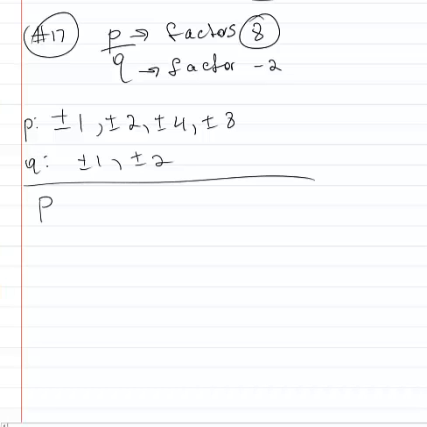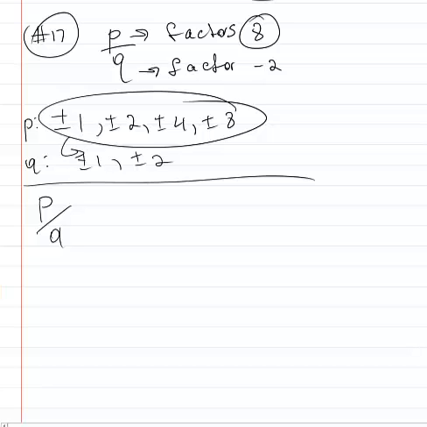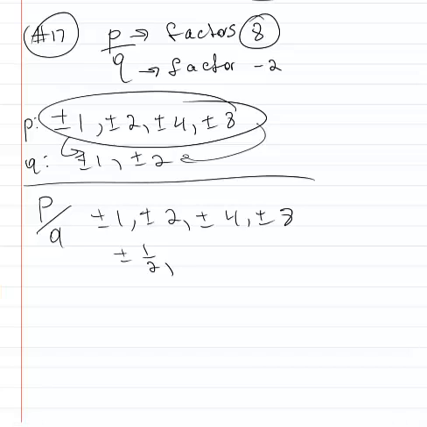Now if you do the ratio p to q, first you take this and divide it by plus 1, so you're just going to get the same. And then you divide this whole thing by 2, so you're going to get plus or minus 1/2. Plus or minus 1 we already had, plus or minus 2 we already have, and plus or minus 4 we also already have. So in other words, it just brings us a new value of plus or minus 1/2, which is the answer choice B. It's a ratio of p to q. That's it.